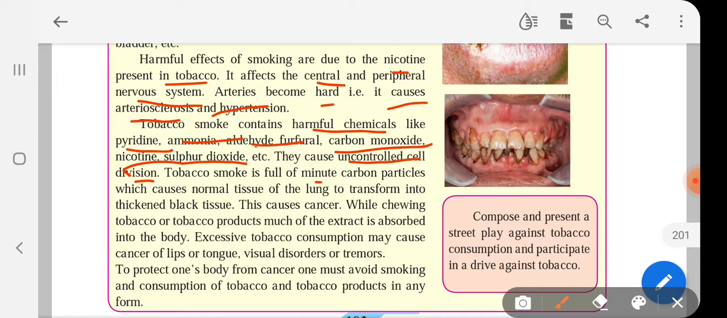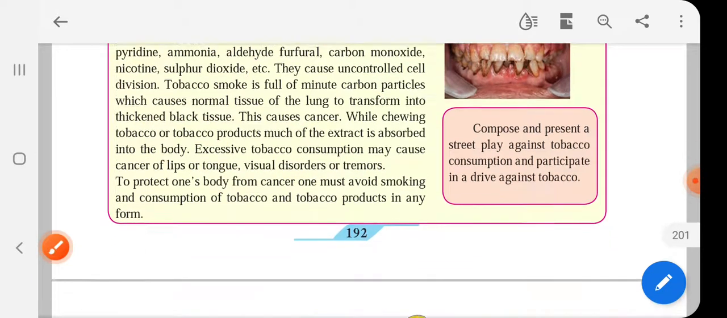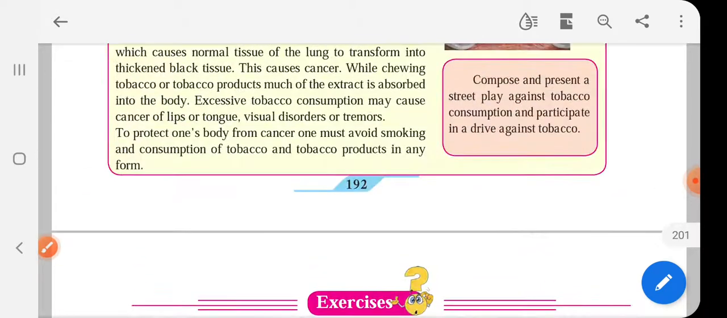Tobacco smoke is full of minute carbon particles which cause normal tissue of the lung to transform into thickened black tissue. This causes cancer. While chewing tobacco products, much of the extract is absorbed into the body. Excessive tobacco consumption may cause cancer of the lips or tongue, visual disorders or tremors. To protect one's body from cancer, one must avoid smoking and consumption of tobacco and tobacco products in any form. Okay, this is to be stopped, and one should avoid all these things in order to remain safe from cancer. So here we have finished this chapter as well.